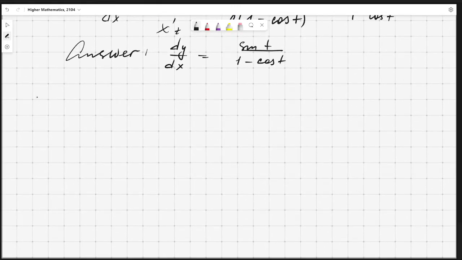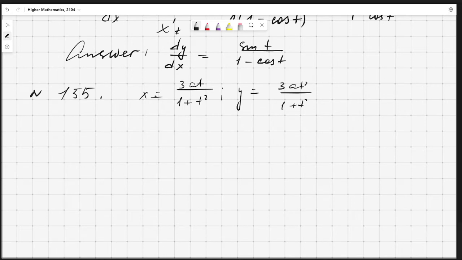Next. X is 3at over 1 plus t squared. Y is 3at squared over 1 plus t squared. Dy over dx equals y prime with respect to t over x prime with respect to t.